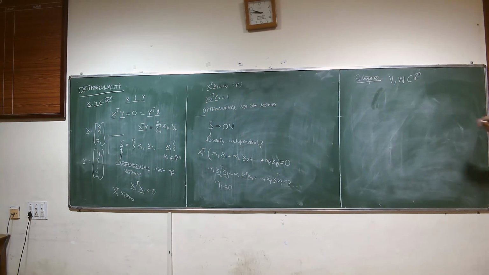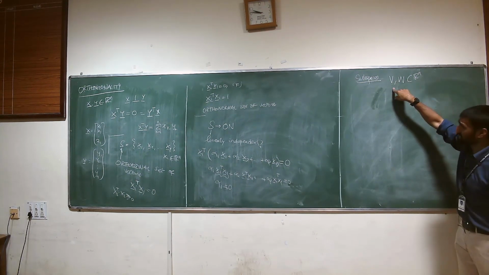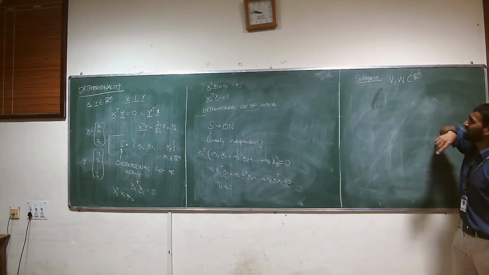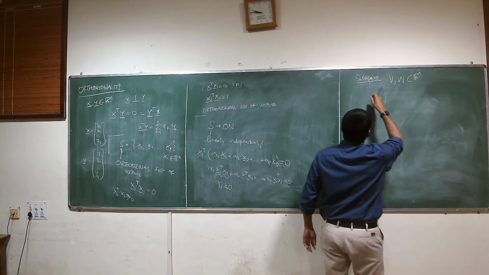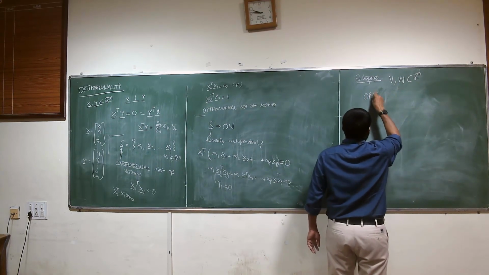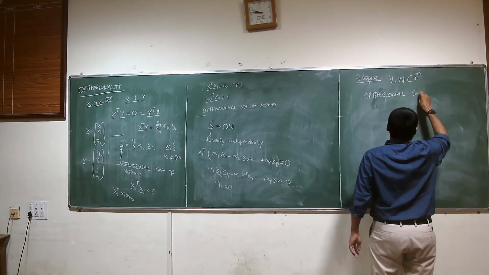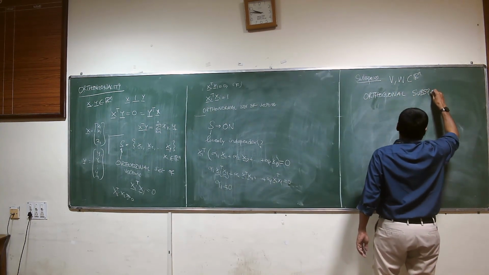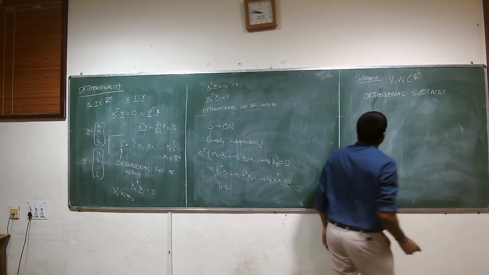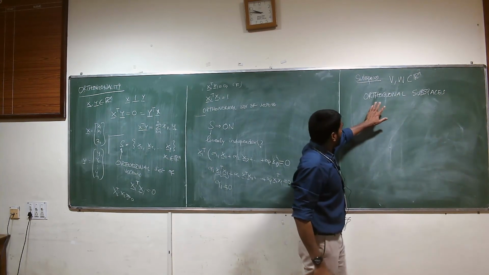Vector space, right? V is a subset of Rn and it's a vector space. Similarly, W. It turns out you can talk about orthogonal subspaces. And the idea is simply this.